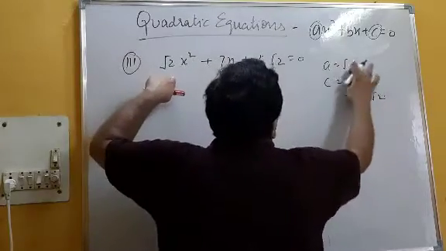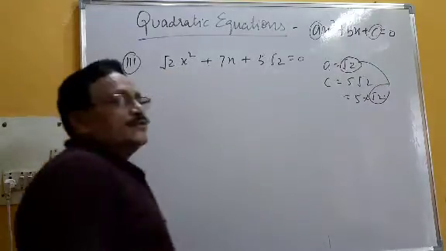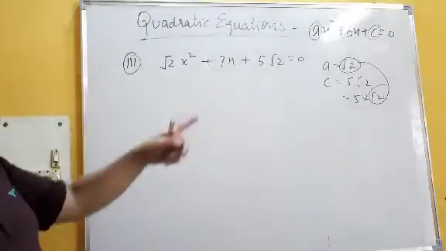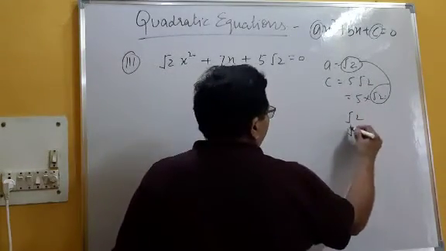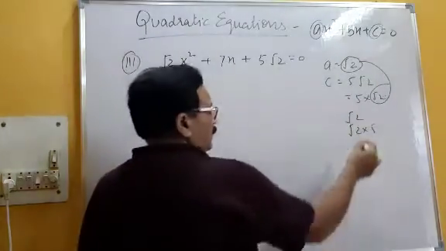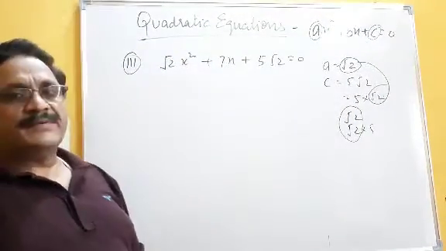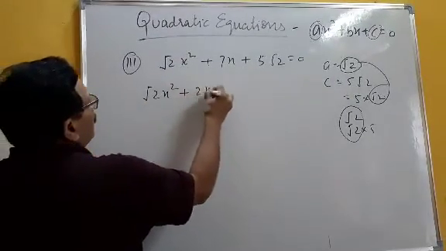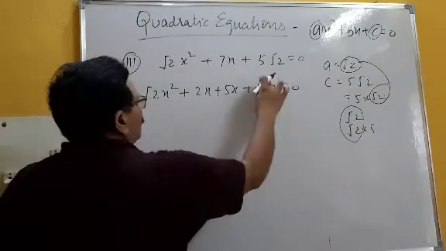this is root 2. So now root 2 into root 2, you multiply these two terms. Root 2 into root 2 will be 2, and this 5 plus 2, all factors used. You can see this is coming 1 root 2 here for a and b is coming root 2 into 5. So what I did, I find this root 2 into root 2, 2 and plus 5, 7. You can write there root 2 x square plus 2x plus 5x plus 5 root 2 equal to 0.